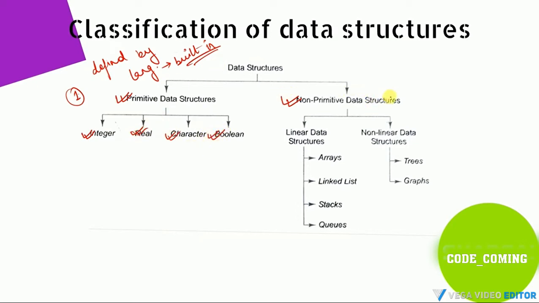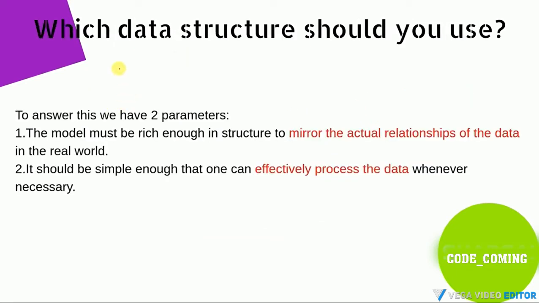However, non-primitive data structures are also known as derived data structures. Why derived? Because they are derived from primitive data structures. That is, primitive data structures combined form non-primitive data structures. Further, non-primitive data structures are also divided into two, linear and non-linear data structures, that shall be discussed in the upcoming lectures.